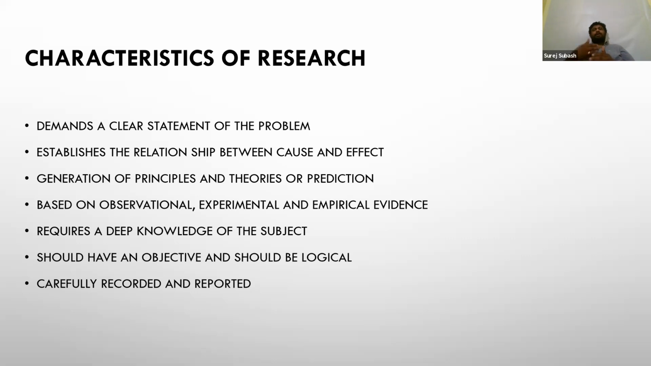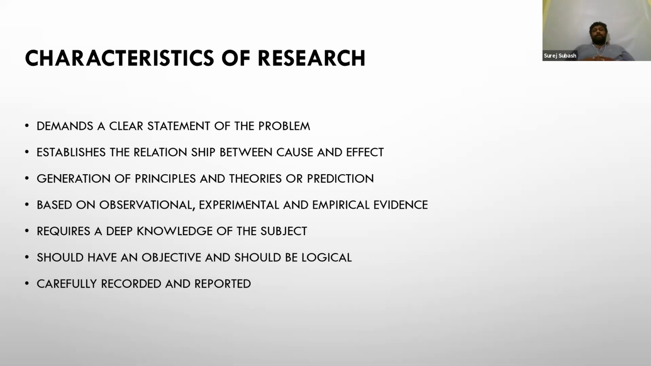But actually, if you start looking keenly towards it, it definitely becomes interesting. And finally, all the research activities should be carefully recorded and reported, because this will pave the way for other generations, or for the next group of researchers, to take up many different activities and develop much better results on whatever you have done.